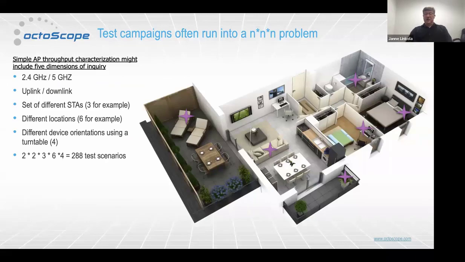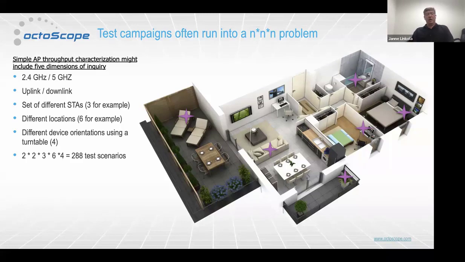In order to set this up, let's imagine a scenario where we're perhaps interested in the performance of an access point. Perhaps we have a new product that we're interested in launching, and we want to characterize the performance of that product. So typically, this type of effort involves a couple of different dimensions of real-world use case. And we run into this problem that I call the n by n problem. So what do I mean by that?